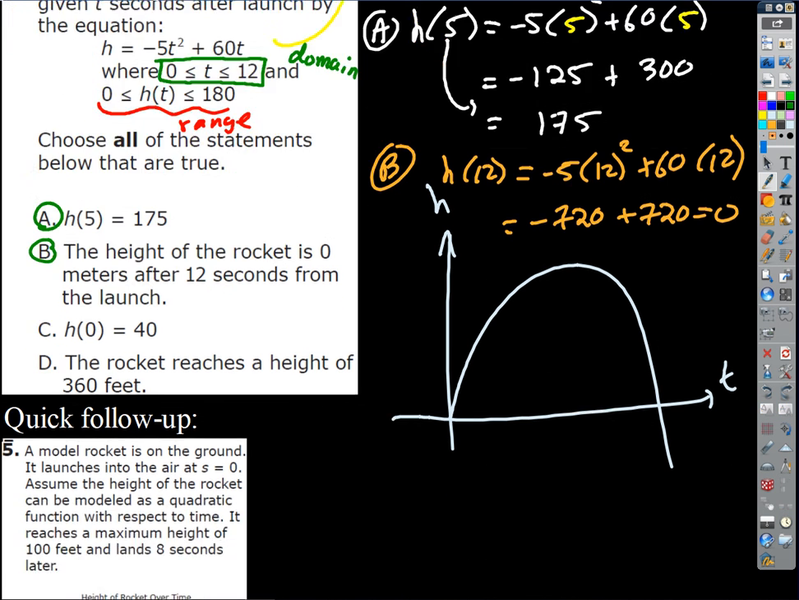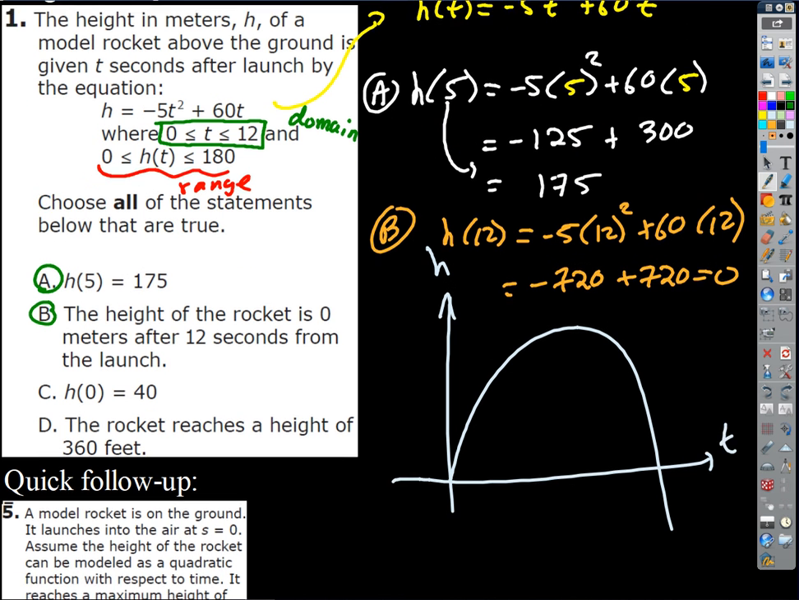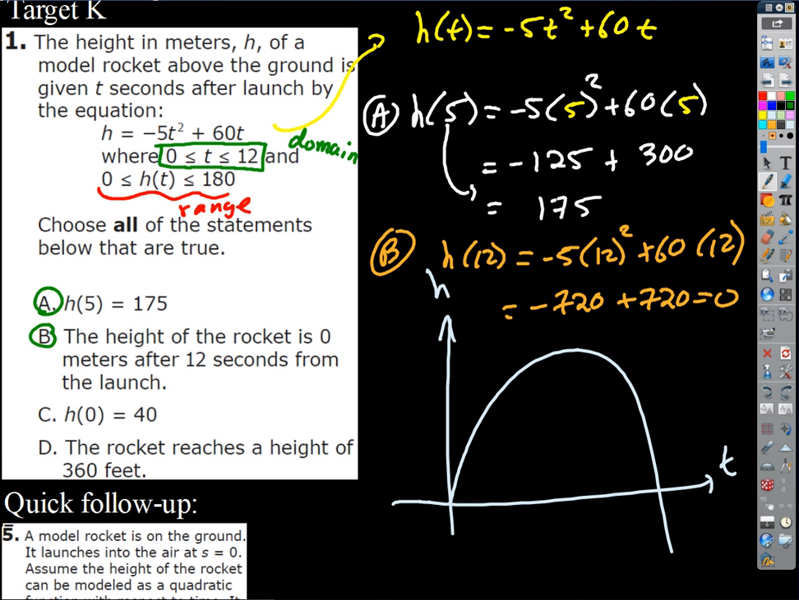And then finally, let's look at these last two because they're quick. Is h of 0 equal to 40? No. If I plug 0 in for t, what do I get? 0. h of 0 is 0, not 40. So that's not true. The rocket reaches a height of 360 feet. What time would give us maximum height? 6, because it's halfway between 0 and 12. So for this one, I could just do h of 6. And if I do all that, I promise you I'm going to get 180.